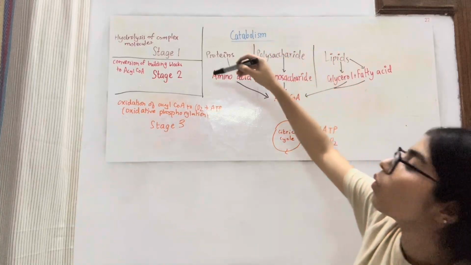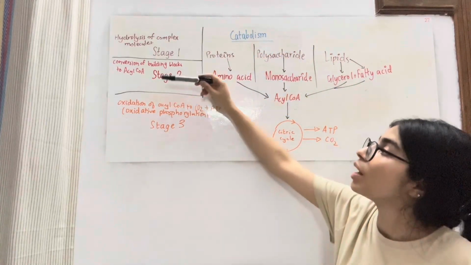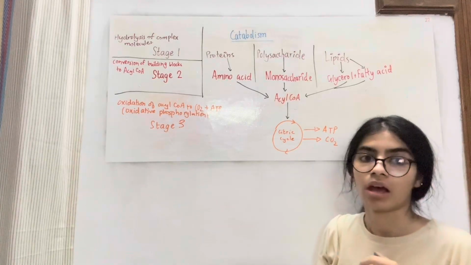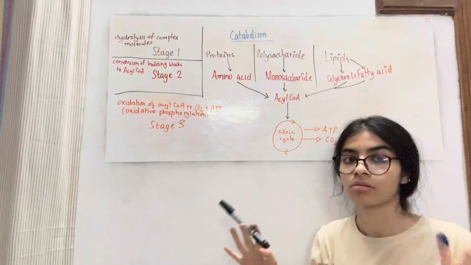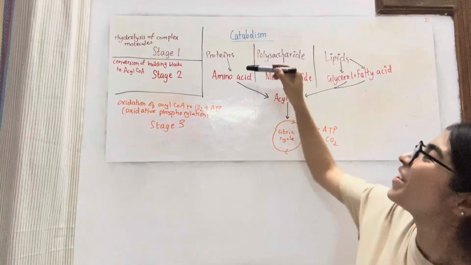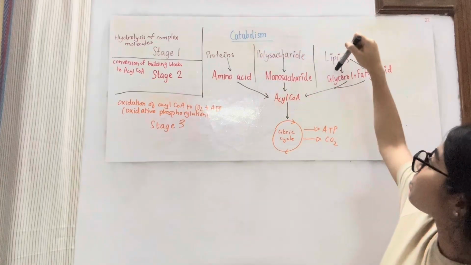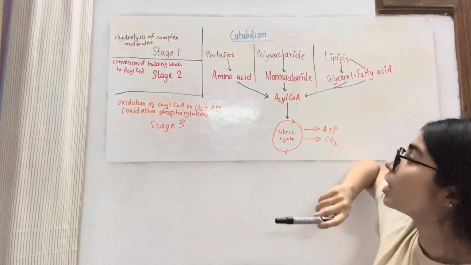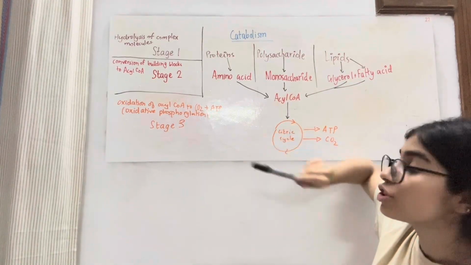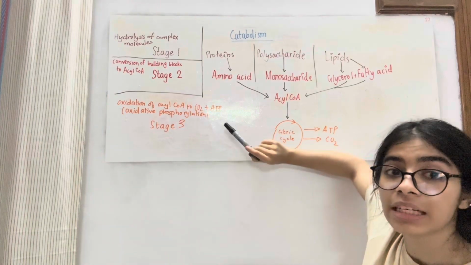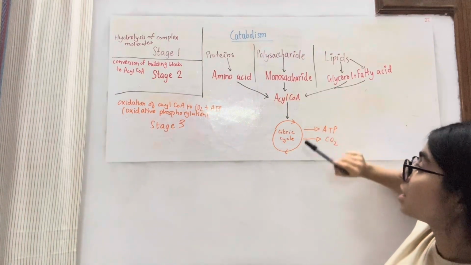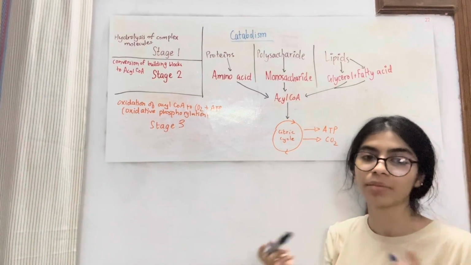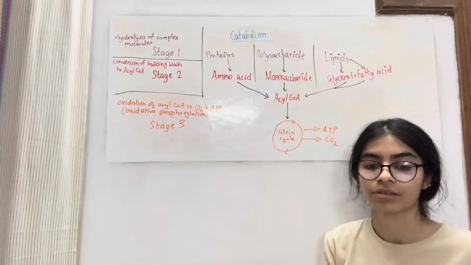So what happens in stage 2? Stage 2 is when these building blocks all form acyl CoA. I have no idea what CoA means. Don't ask. So these building blocks turn into acyl CoA, which in turn, in stage 3, which is oxidative phosphorylation, participates in the citric acid cycle and of course forms the basic forms of energy and byproduct, which are ATP and carbon dioxide.